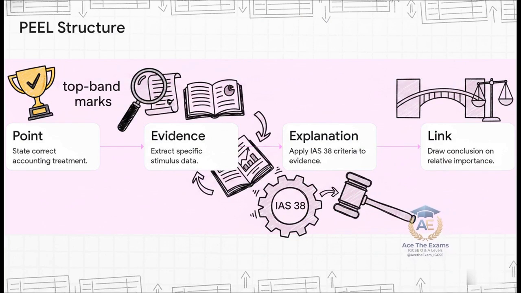It goes like this. 1. Point. You need to state exactly what the accounting treatment should be right away. 2. Evidence. Extract the specific data from the stimulus material regarding this exact patent's cost and useful life. Don't speak in generalities. 3. Explanation. Apply the IAS 38 criteria to that specific evidence you just pulled to justify capitalization. And 4. Link. Draw a firm conclusion about the relative importance of this treatment on the overall financial statements.